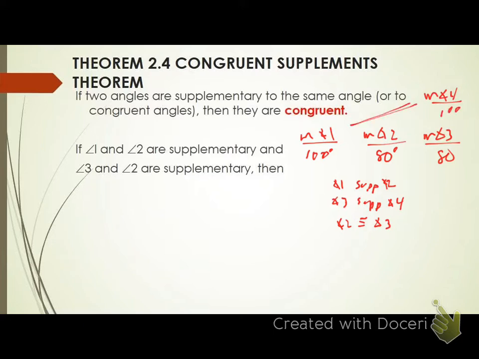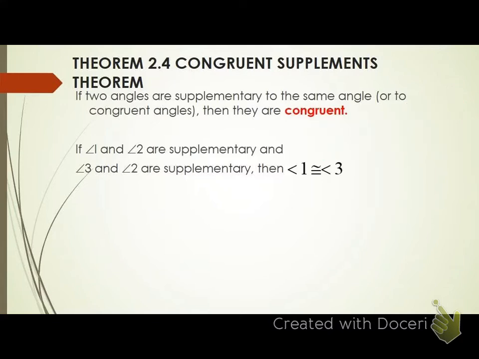Now look at 4 and 1. 4 and 1 were supplements to 2 congruent angles, so they're going to be congruent also. This is what this theorem is saying. Okay? So that's kind of a generic numerical way of proving that theorem.